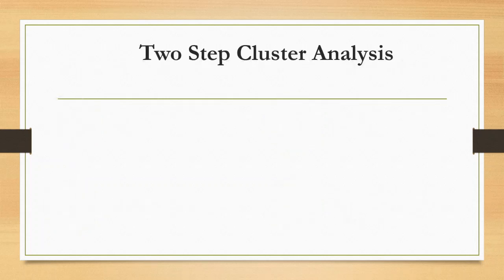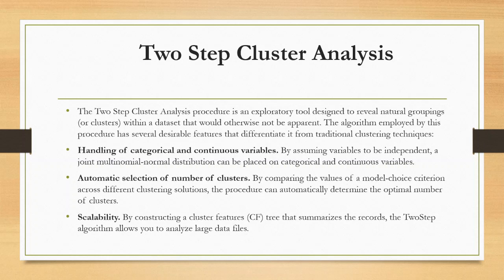So we also have the 2-step cluster analysis. This is a procedure which is an exploratory tool designed to reveal natural groupings of clusters within a dataset that would otherwise not be apparent. The algorithm employed by this procedure has several desirable features that differentiate it from traditional clustering techniques. There's of course the handling of categorical and continuous variables. There's the automatic selection of number of clusters. Then there's of course scalability.